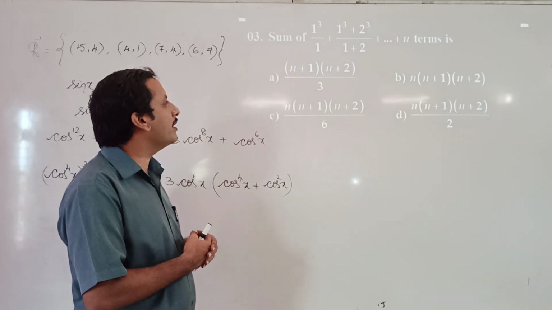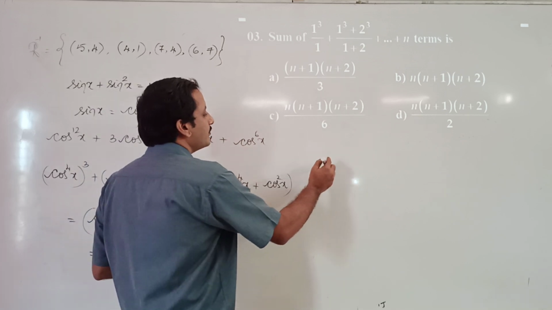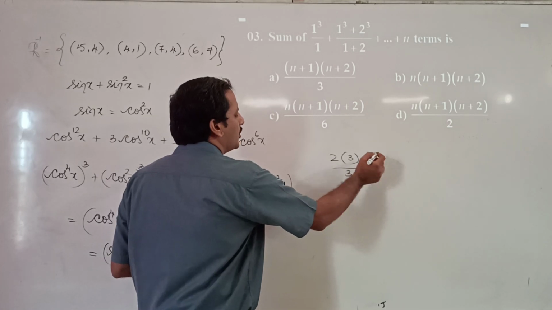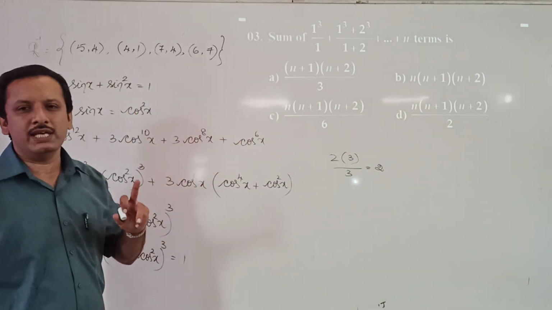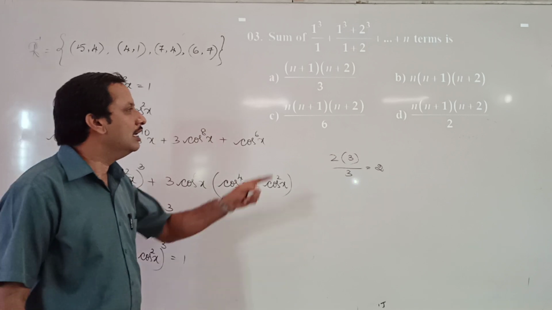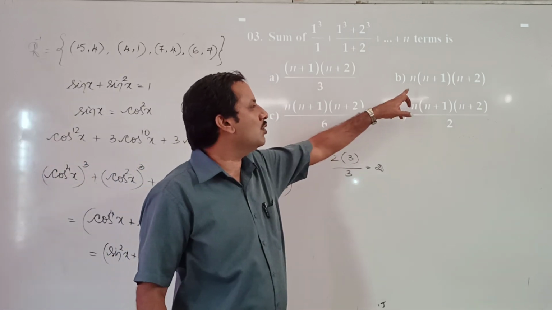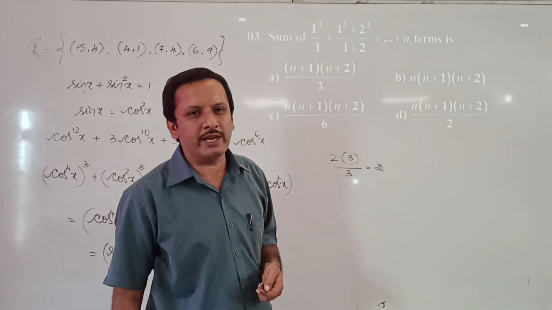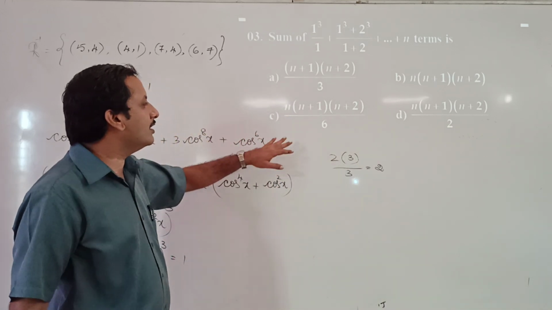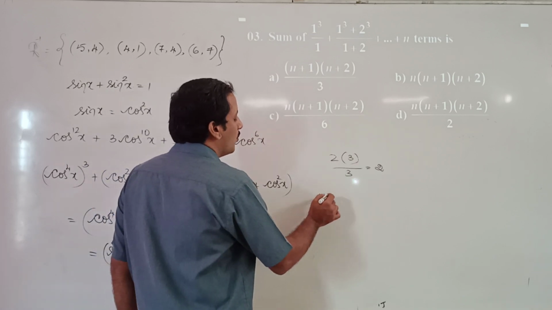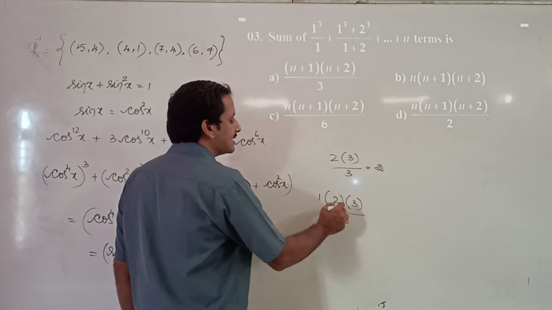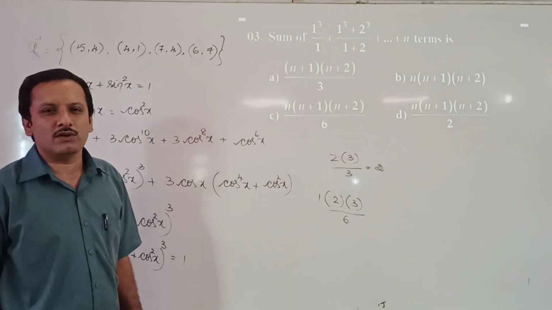Let us look at the first option. First option will give you 1 plus 1, that is 2, into 1 plus 2, 3, by 3. That's equal to 2. But we want 1. So first option is eliminated. Look at the second option. Second option will give you 1 into 2 into 3. That's equal to 6. But we want 1. So that is eliminated. Look at option C. That will give you 1 into 1 plus 1, that is 2, into 1 plus 2, which is 3, by 6. 6 by 6 is equal to 1.